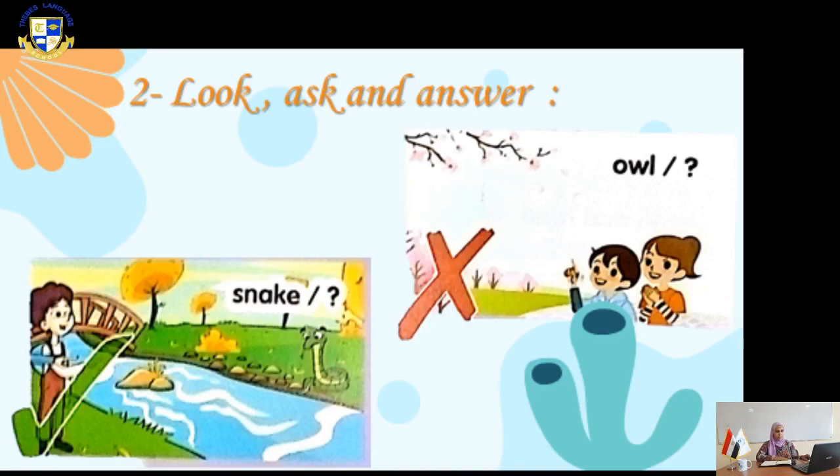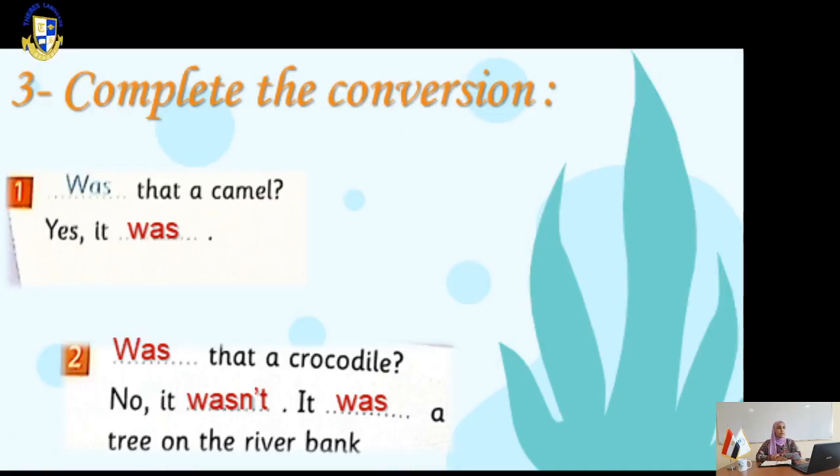Now exercise number 3, complete the conversation. Number one, the first blank is already done. Was that a camel? Yes, it was. Number two, that a crocodile. So when I talk about crocodile, I say what? Which personal pronoun do I use? I use it. So which verb will come with it? Was or were? Was, because it's only one and singular, so we use was.